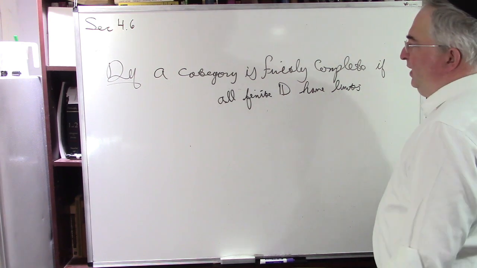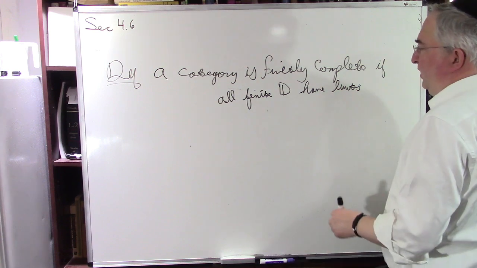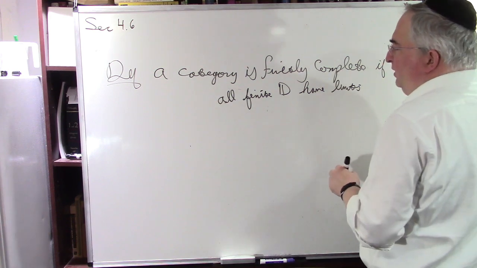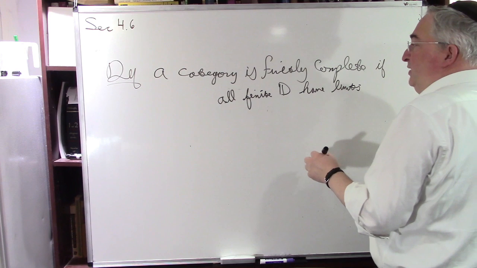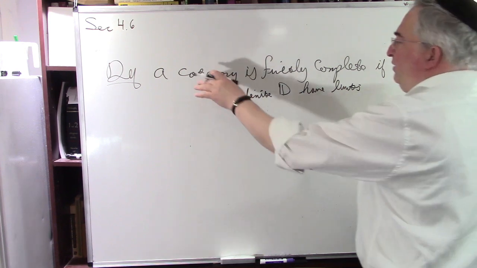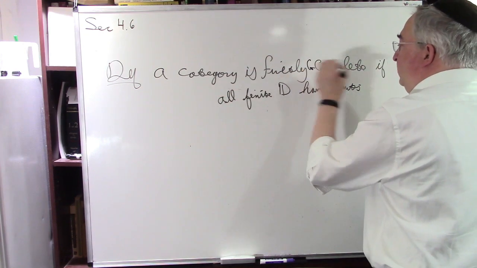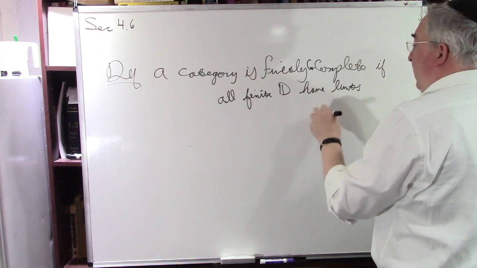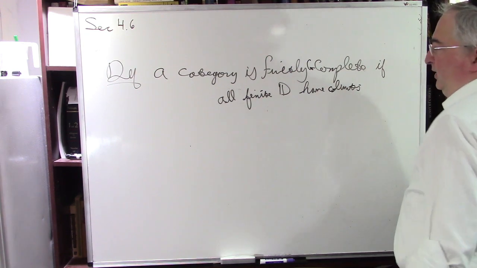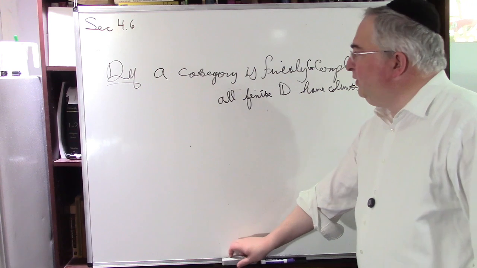Another name for finitely complete is has finite limits. So we can talk about having finite limits. So we say it's finitely complete. Okay. Now we can generalize that, and before we do that, a category is finitely co-complete if all finite D have all colimits. Very nice. Okay. So that's one thing.